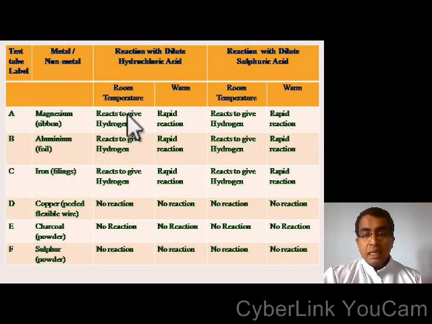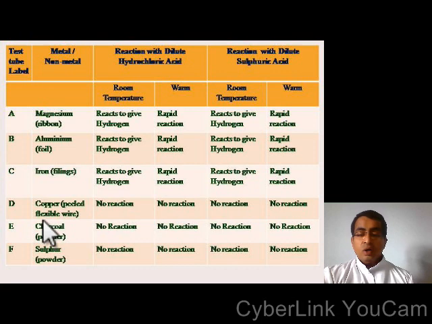Aluminium reacts with dilute hydrochloric acid at room temperature to give hydrogen. A rapid reaction is taking place. With sulfuric acid, it reacts to give hydrogen, and a rapid reaction is taking place. Iron filings react to give hydrogen, a rapid reaction, and react with sulfuric acid to give hydrogen, a rapid reaction.